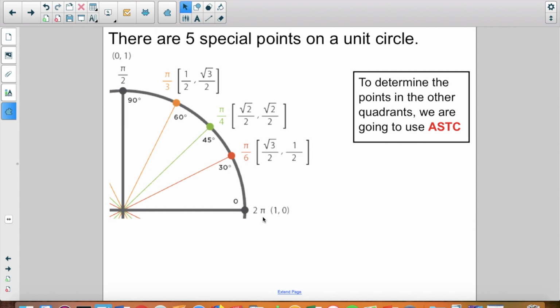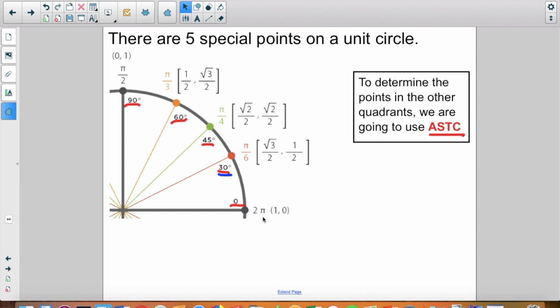So let's look at some special points on the unit circle. Some special points include 0, 30, 45, 60, and 90. Notice those are the points from the table that was in the do now. Now we're only looking at the first quadrant here, but the same will apply for all of them. If you just want to see what the value would be in another quadrant, you just use all students talk constantly.